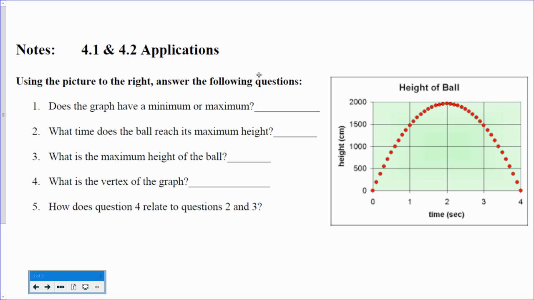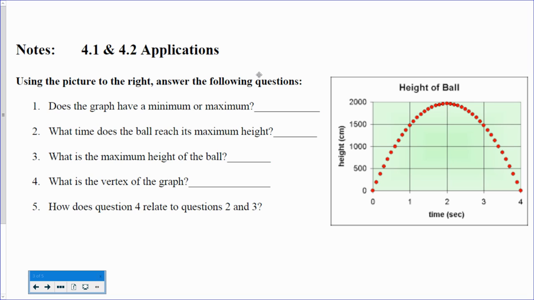What would be the height of a ball? So, a ball is kicked or thrown or something like that. So where it starts on the ground and then it raises, it hits a height, and then it falls back to the ground. This is a very common type of application problem with quadratics.